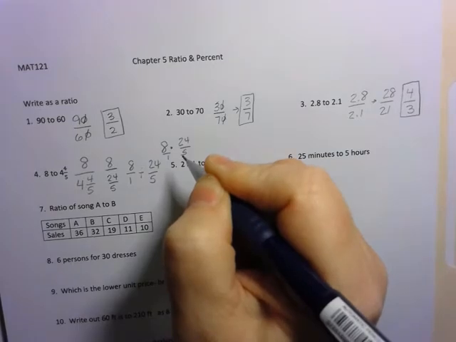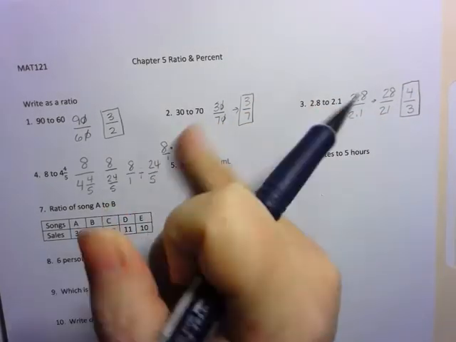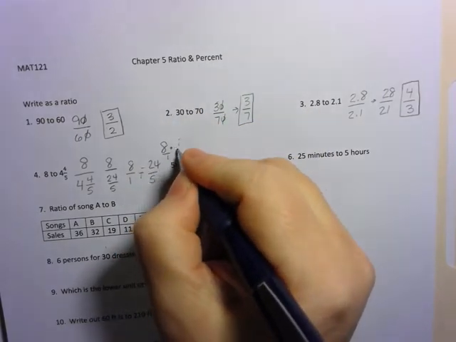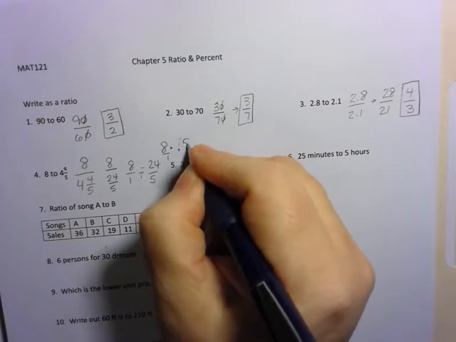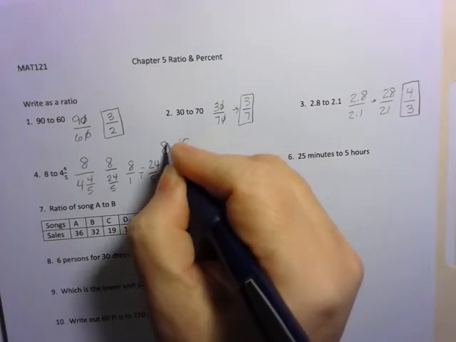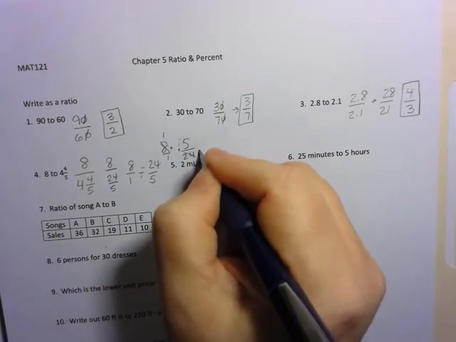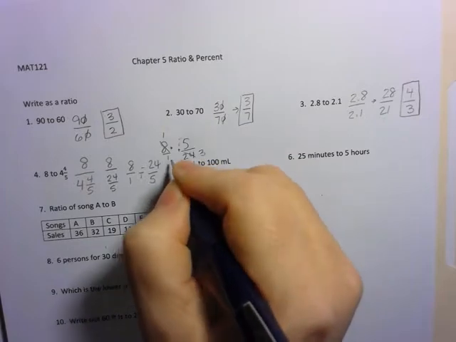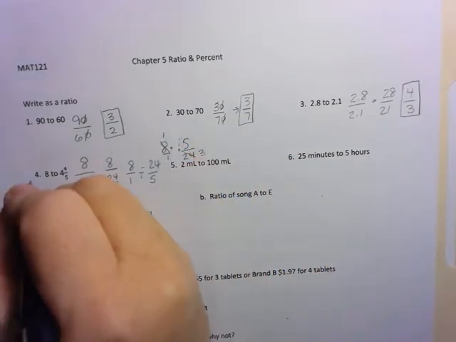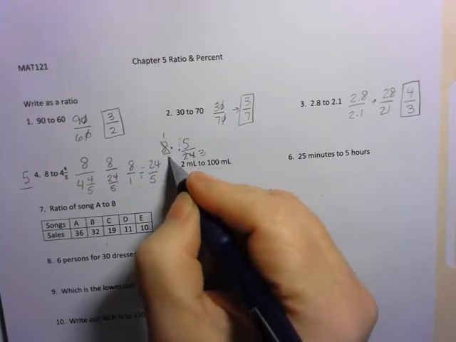Nope. I have to invert it. So 8 over 1 times, I invert this, so this becomes 5 over 24, and then I can reduce. 8 goes in 8 once, 8 goes into 24 3 times. I multiply across. 1 times 5 is 5, and 1 times 3 is 3.